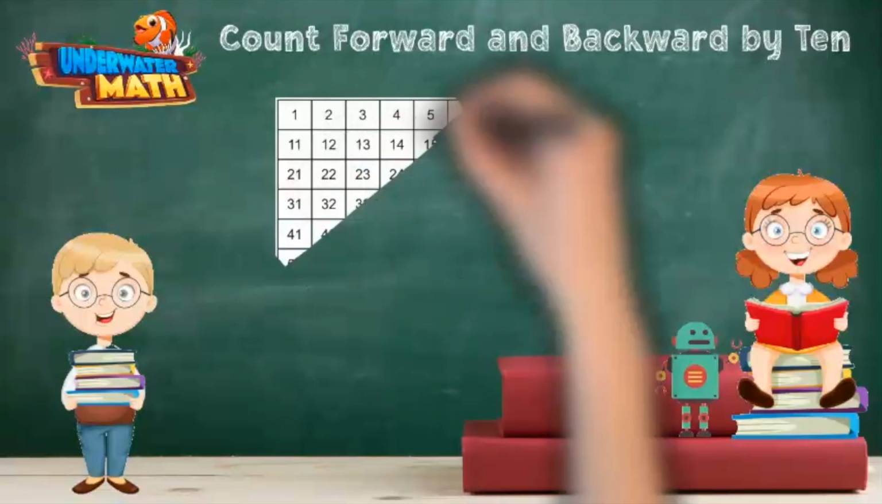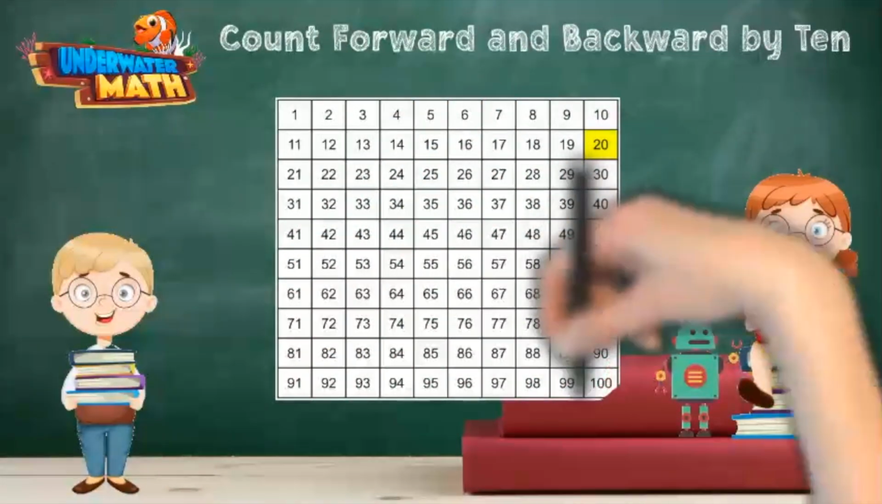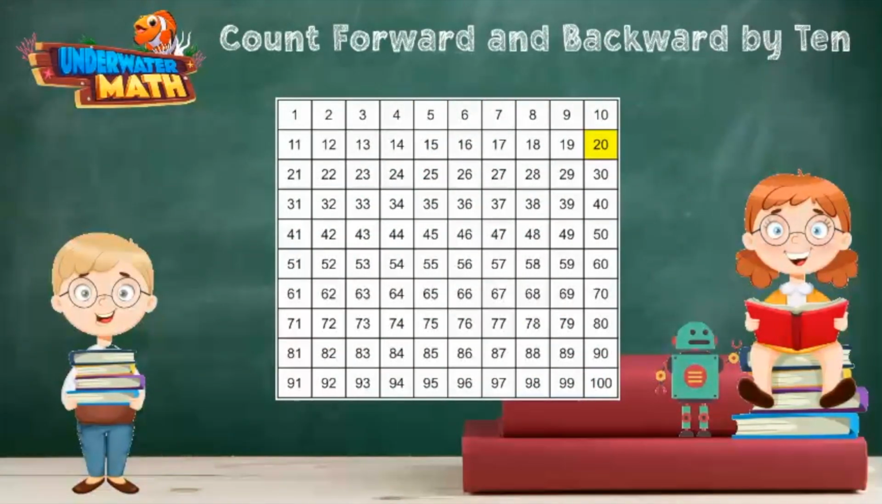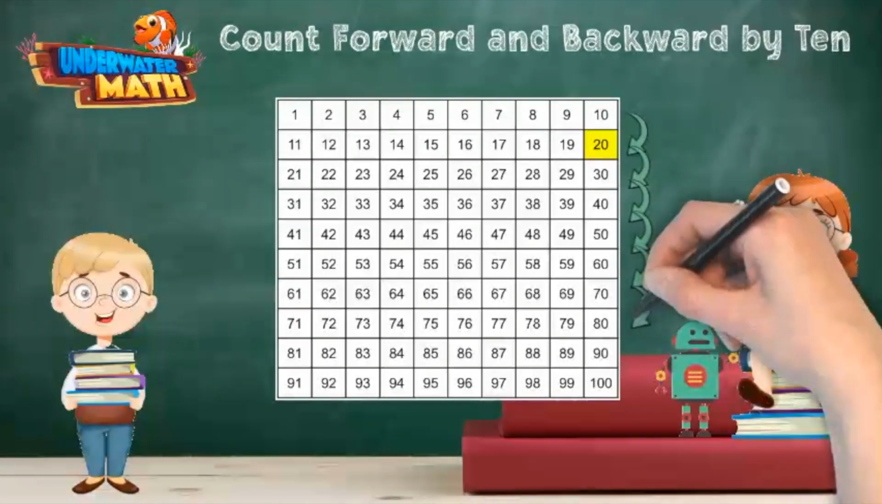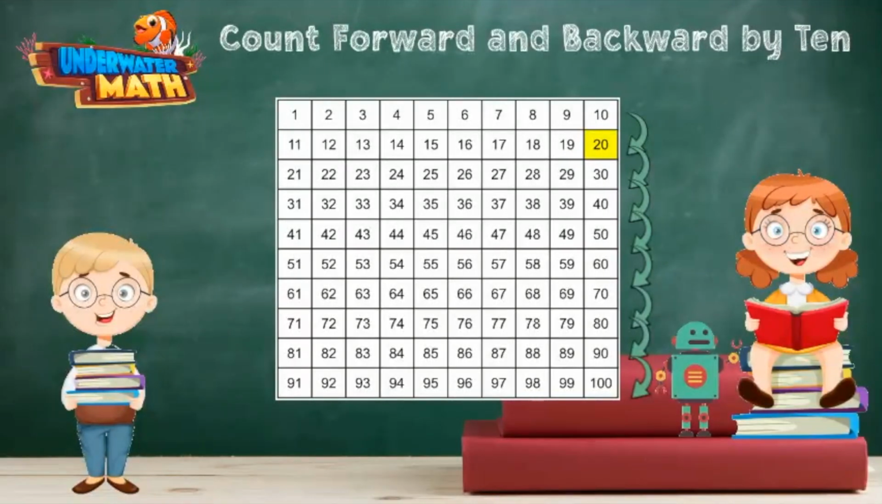Now let's try counting forward and backward by 10. The hundreds chart is still helpful for us because we can see patterns in counting by 10 when we move from one row to the next. Each row has 10 numbers, so when you move to the next row, you have counted by 10. This time, let's look at the number 20. If we want to know 10 more than 20, we can look at the next row down. To count forward by 10 from 20, we land on 30. If we count forward another 10, we land on 40.